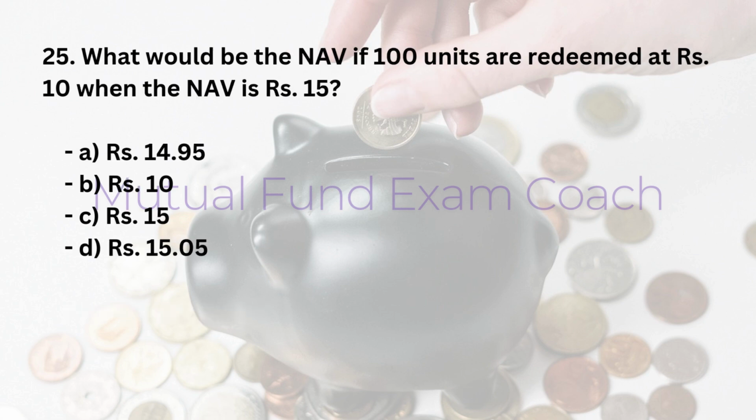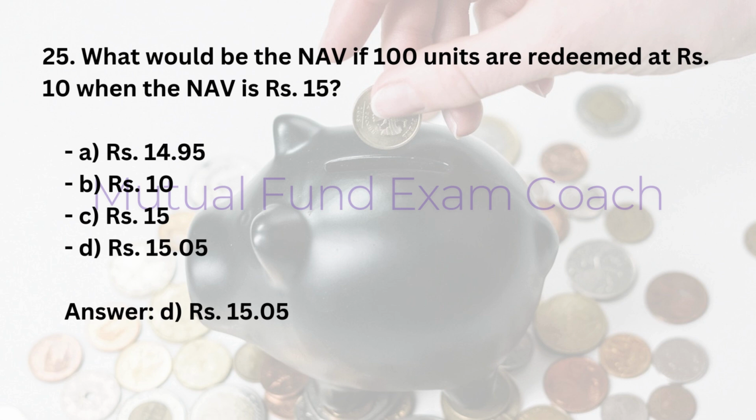25. What would be the NAV if 100 units are redeemed at 10 rupees when the NAV is 15 rupees? A. 14.95 rupees. B. 10 rupees. C. 15 rupees. D. 15.05 rupees. Answer, D. 15.05 rupees.